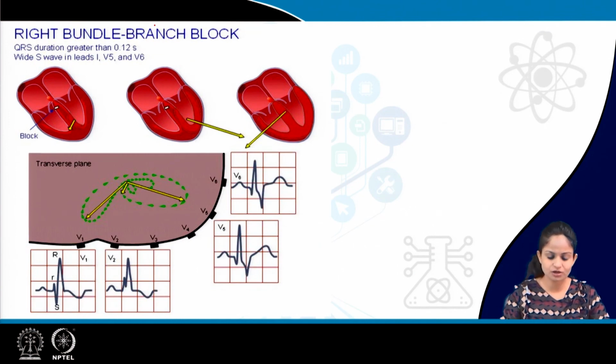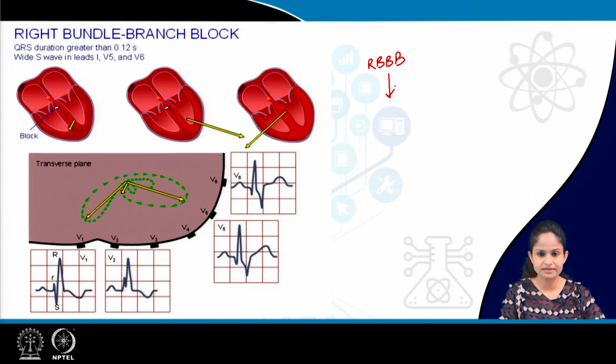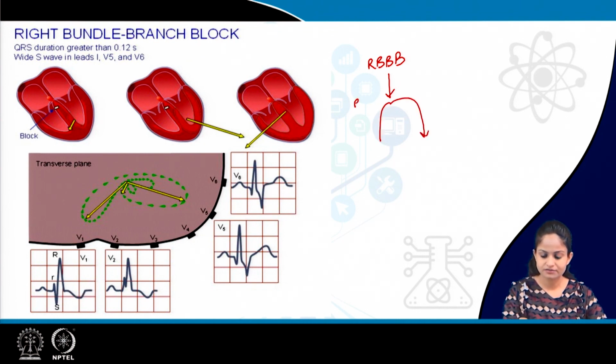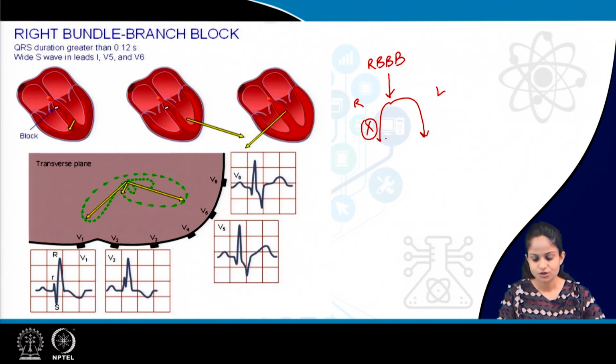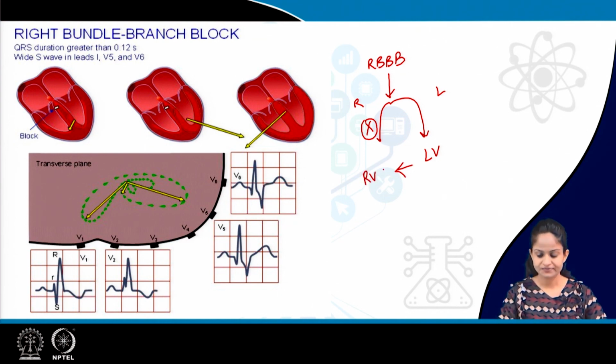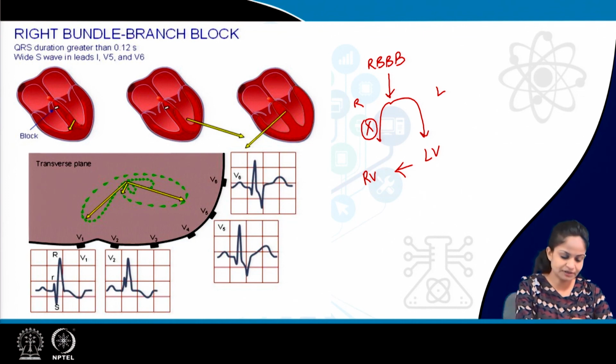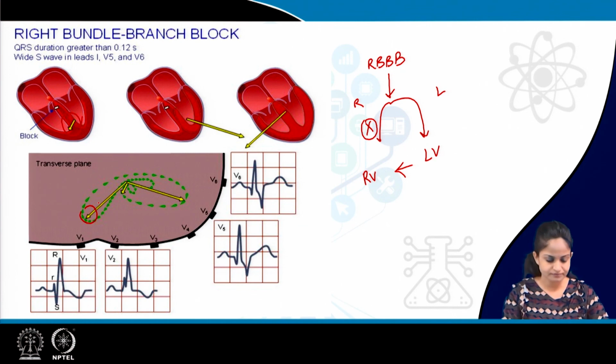Similarly, we see this in case of right bundle branch block. In right bundle branch block, the block is in the right bundle, so there will be no conduction of the impulse to the right bundle branch. So, the left ventricle will depolarize initially and then the depolarization will pass on to the right ventricle. The septal depolarization is occurring first. This is the septal vector.